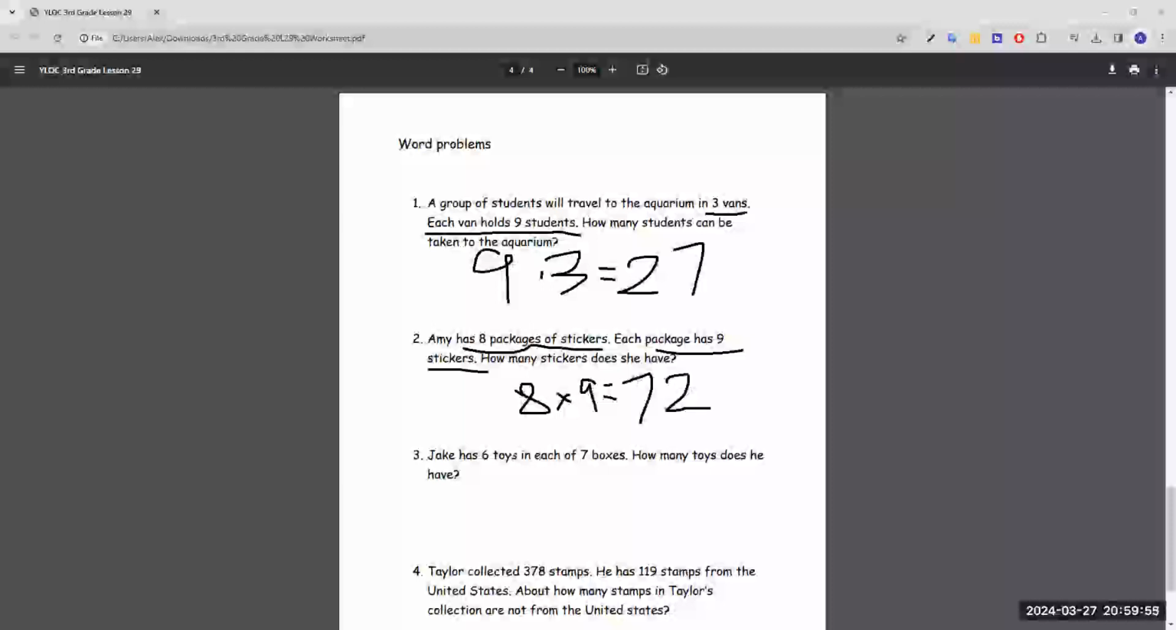Number 3, Jake has 6 toys in each of 7 boxes. How many toys does he have? We're just going to be multiplying again. Same thing as 1 and 2. 6 times 7 is 42.